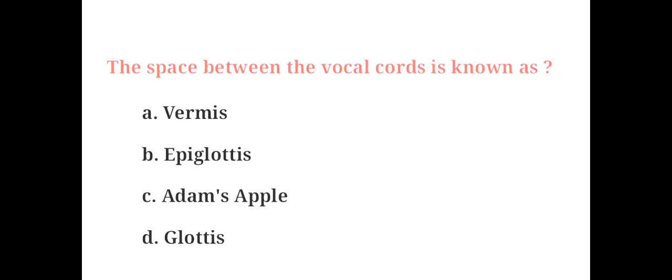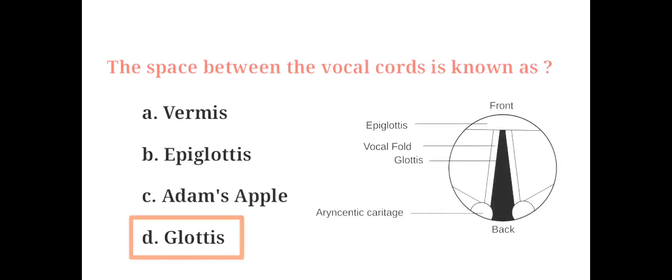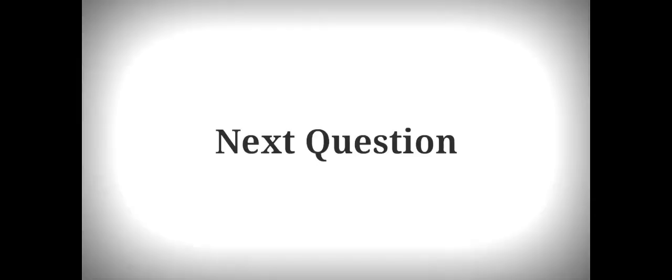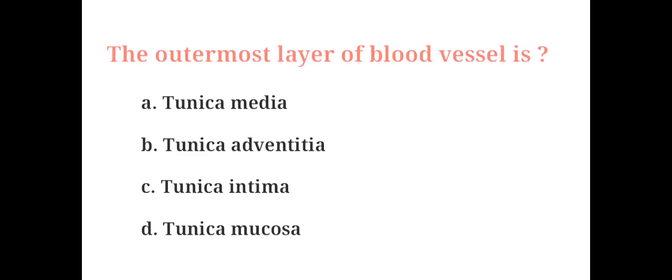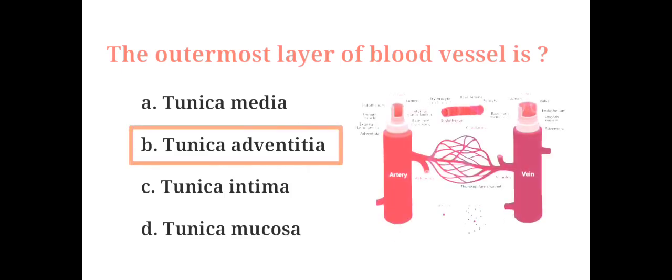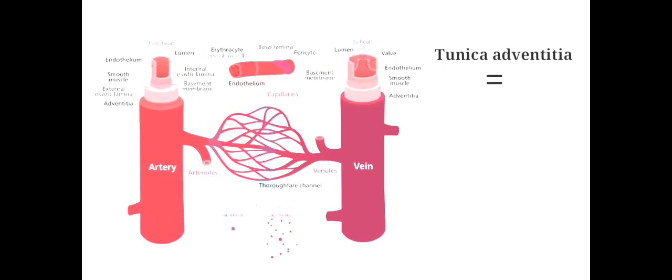The space between the vocal cords is known as. The correct answer is D. Glottis. The outermost layer of blood vessel is. The correct answer is B. Tunica adventitia. Tunica adventitia is also known as tunica externa.